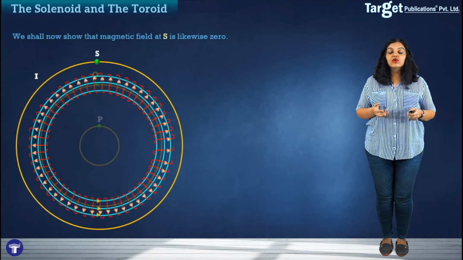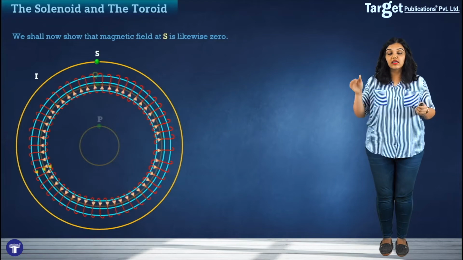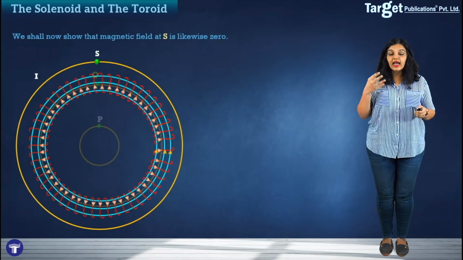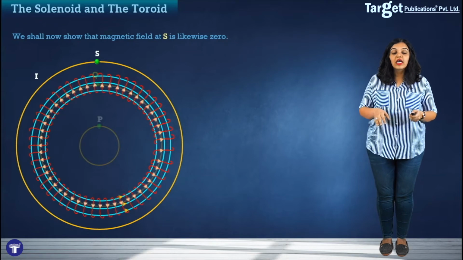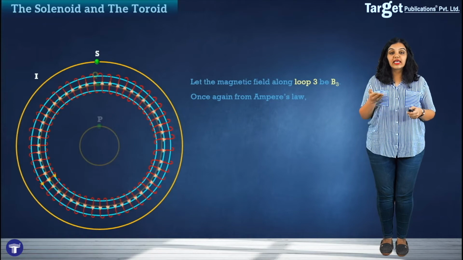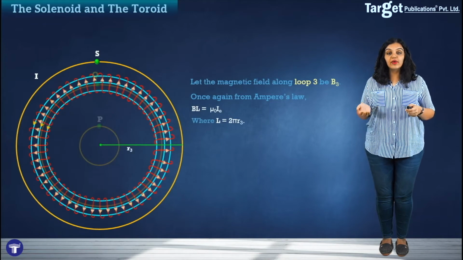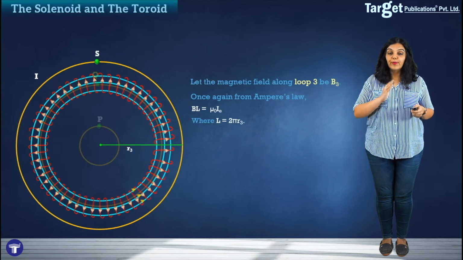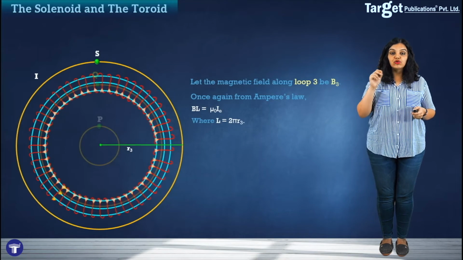So now let's take a look at what will be the magnetic field at a point S, which lies in the exterior of the toroid. And again, as I have predicted that this is going to be 0, let's see if this is true. So first of all, let the magnetic field along loop 3 be B3, and once again from Ampere's law, the effective length will come out to be 2 pi R3, where R3 is the radius of this loop 3. So this is the effective length, and therefore B into L will become B into 2 pi R3.